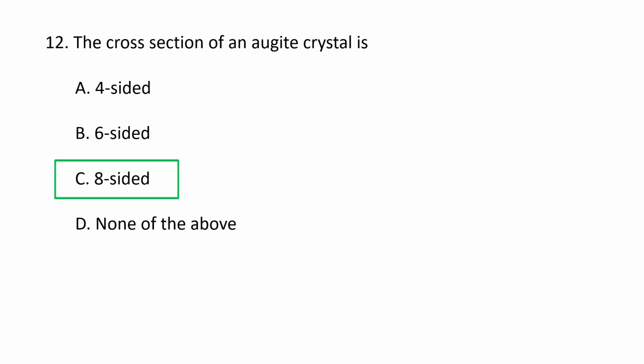The cross-section of an augite crystal is typically 4 to 8-sided and prismatic, often appearing as stubby or blocky shapes. It is characterized by two directions of perfect prismatic cleavage that intersect at nearly 90 degrees, 87 and 93 degrees, a definite feature of pyroxenes.